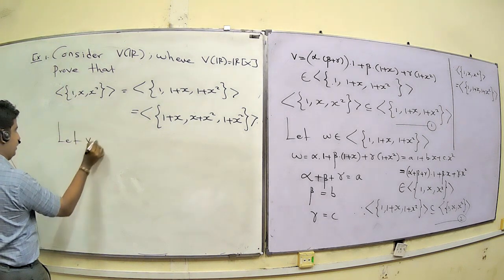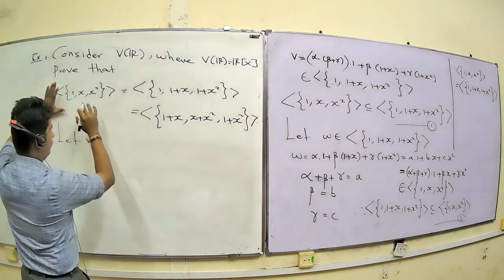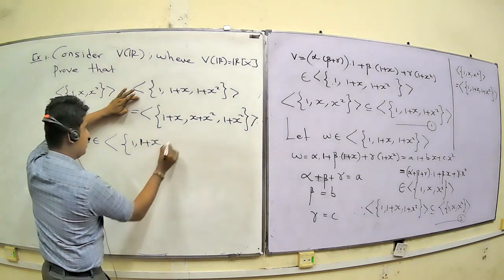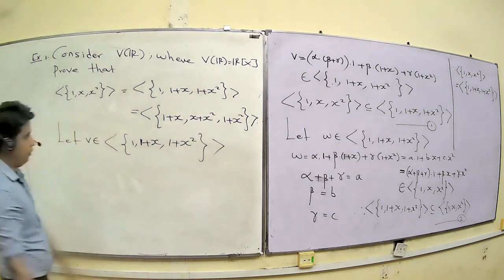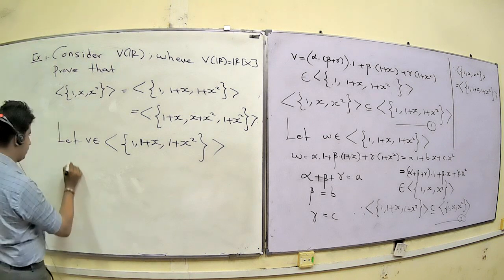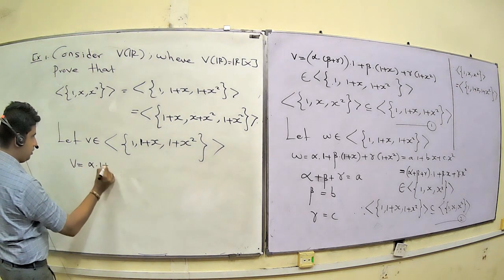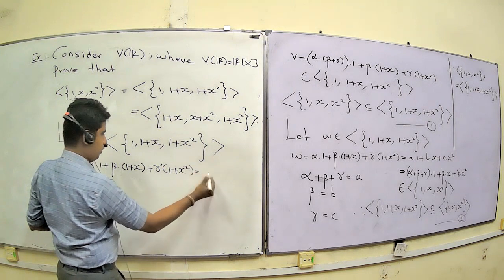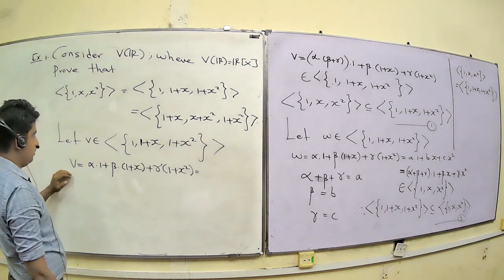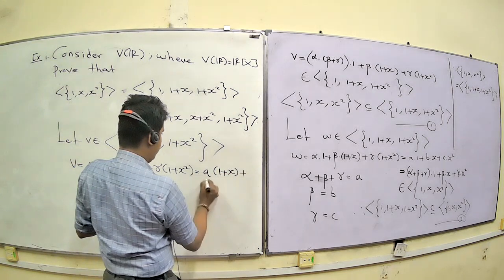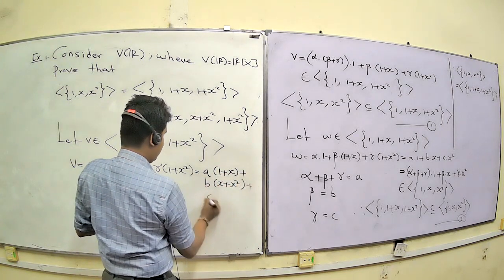Let V belong to this span set. Now we want to prove this one equals this one: 1 plus x, 1 plus x squared. So what is the next step now? We can write the vector V as a linear combination of vectors. V equals alpha times 1, beta times 1 plus x, gamma times 1 plus x squared. Now you can write these vectors in terms of this vector, using the scalars: a times 1 plus x, b times x plus x squared, c times 1 plus x squared.